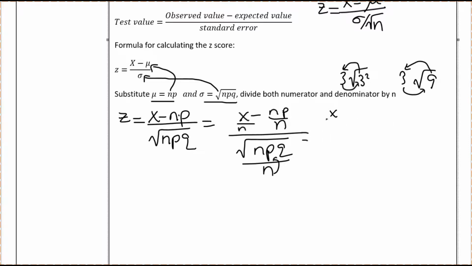So we have x over n minus p, over the square root of npq over n squared. Now one of the n's cancels. And we're going to rename this term, x over n, as p hat, which is the sample proportion.